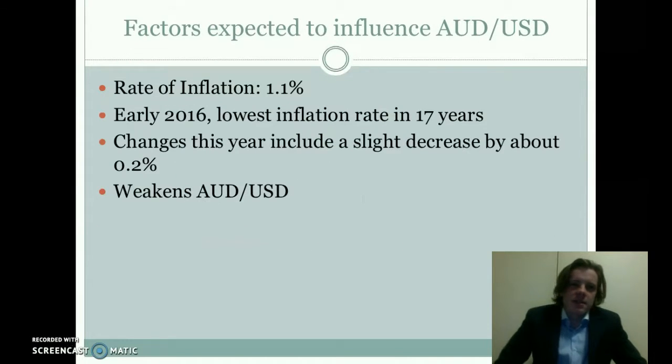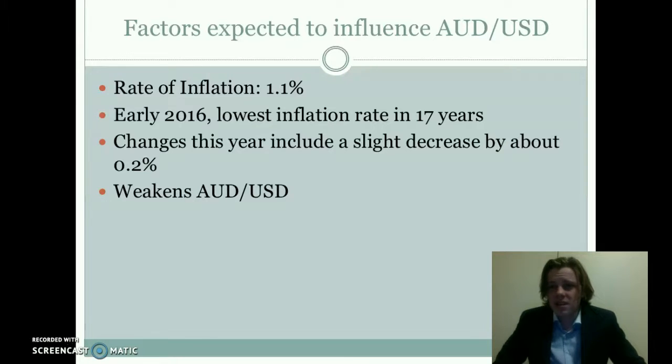Another factor is inflation. The current rate is sitting at around 1.1%, which, much like most of 2016 so far, is the lowest rate in 17 years. This year the rate has decreased about 0.2%, and these inflationary pressures, as well as the upcoming presidential election in the US, is likely to cause the exchange rate to slump. However, today's CPI does not demand a further adjustment, especially with non-mining GDP above trend.